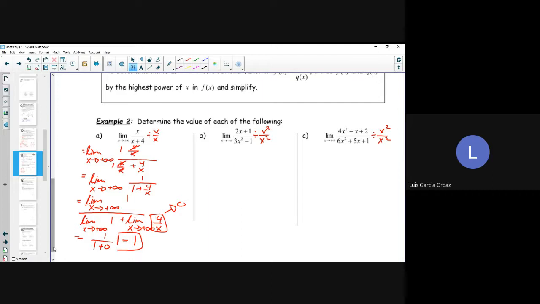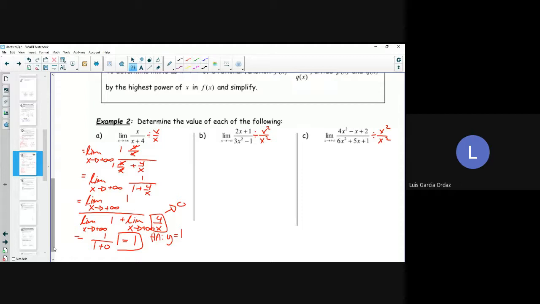Which means that my horizontal asymptote is what? We found it using the limit. What's my horizontal asymptote? y is equal to what? 1. So I have a horizontal asymptote at y is equal to 1.